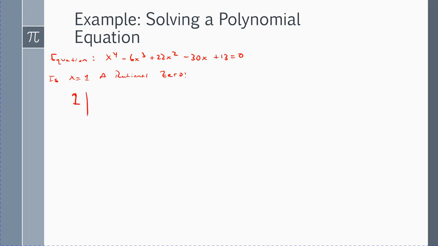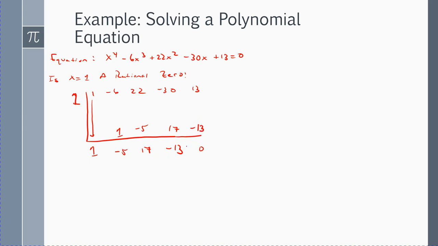So you're going to have to use synthetic division again. So 1, minus 6, 22, minus 30, 13. Bring down the 1. 1 times 1 is 1. Minus 6 plus 1 gets me minus 5. 1 times minus 5. 22 minus 5 here gets me 17. 1 times 17 is 17. So minus 30 plus 17 is minus 13. Boom, it's going to work out. 1 times minus 13. Done. It's a rational zero.